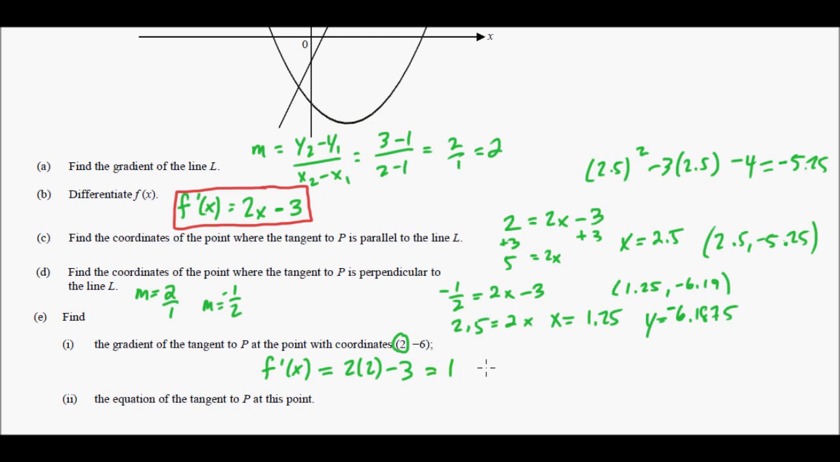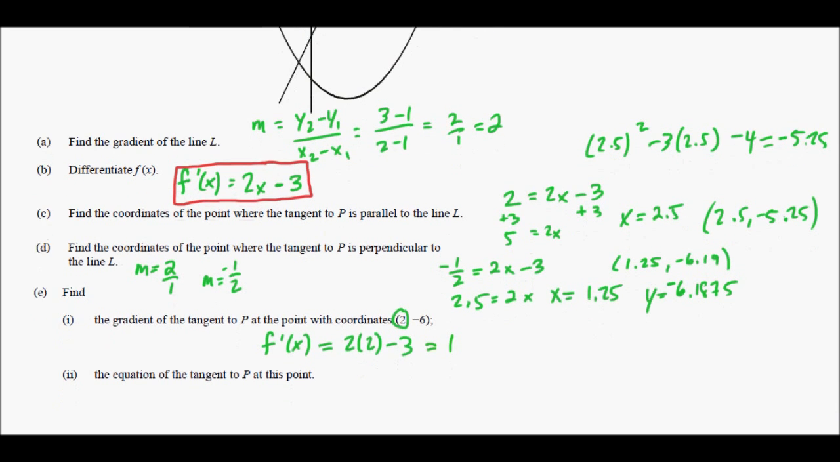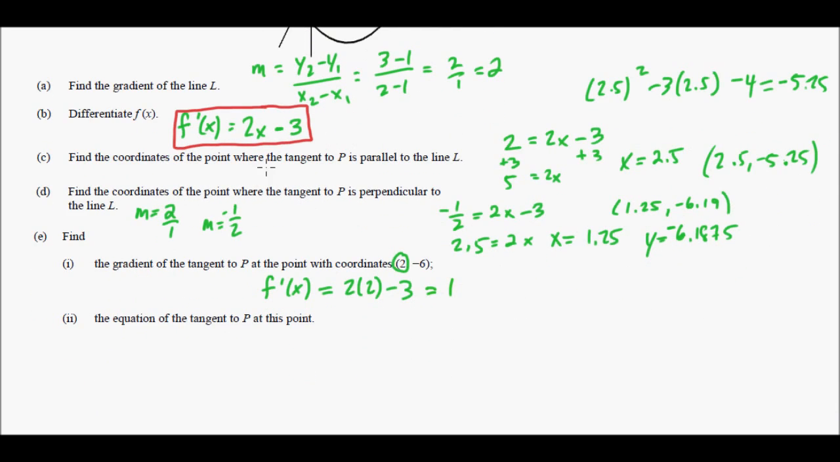Now the equation of the tangent to P at this point. So this is m, and this is an algebra problem now, or coordinate geometry. I'm used to calling it algebra, but in studies they call it coordinate geometry. Whatever, same thing. So we have m equals 1, and then we have the point 2, negative 6.